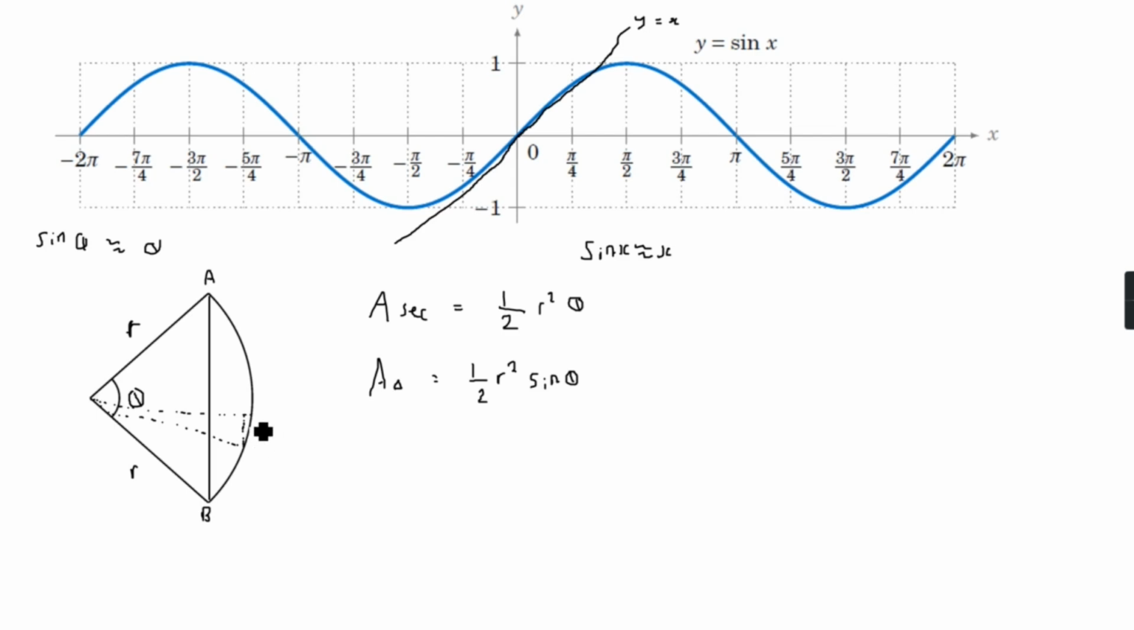So it follows that when theta is really small, the area of the sector is approximately equal to the area of the triangle. So we can say that half r squared theta is approximately the same as the area of the triangle. What we've done here is literally replaced theta with sine theta, so they must be equal to each other. Therefore, as long as theta is small, sine theta must be approximately theta.